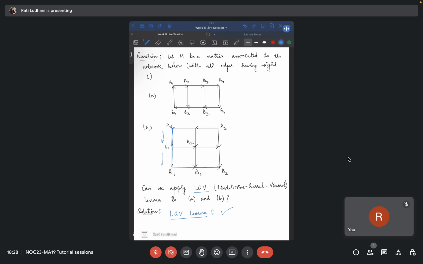Can you tell me a path? I'll just show you a path from A1 to B2. You can go like this, like this, and like this. So this is one path: A1, S1, B1, B2. Just look at the arrows to see if you can reach B1 or not. Now from A1, you can also go like this. So from A1 to B2, you can get at least 2.